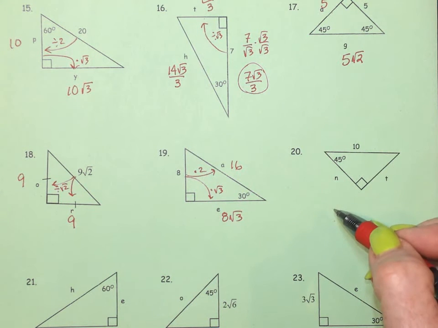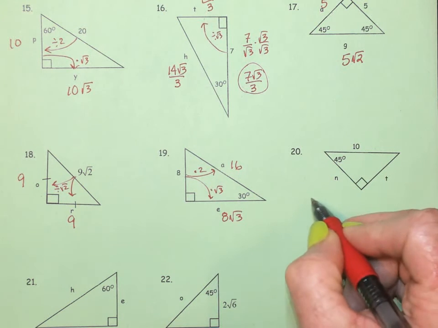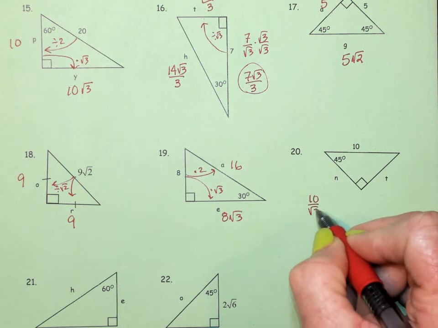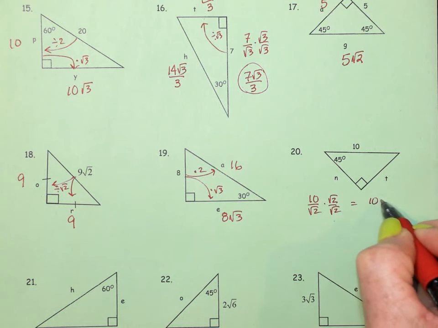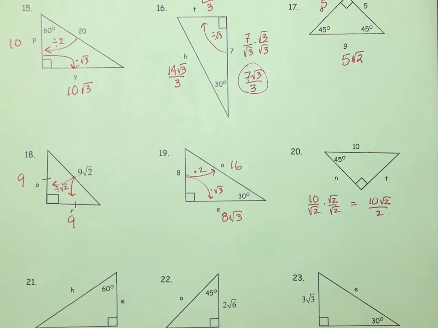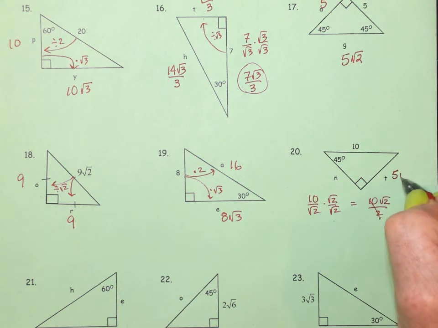On a 45, 45, 90, to get from the hypotenuse back to a leg, divide by square root 2. Rationalize out the denominator. 10 square root 2 over 2, which is 5 square root 2.